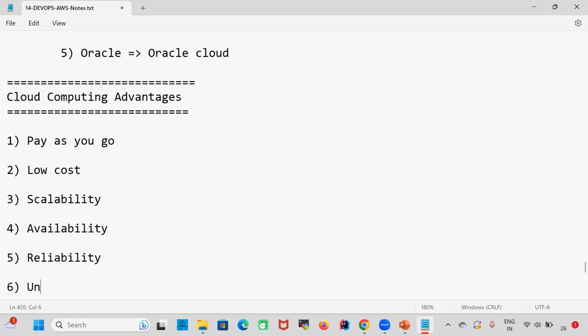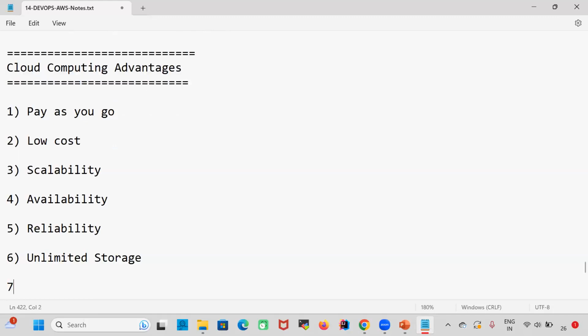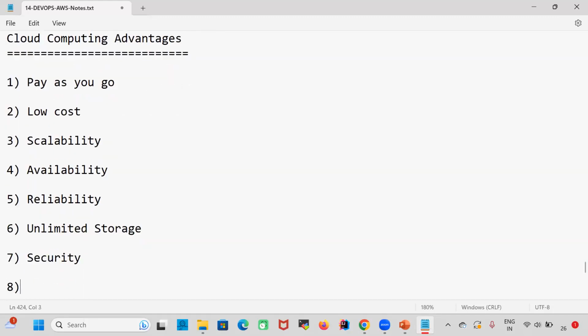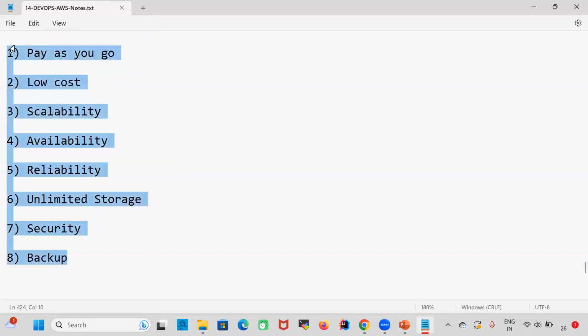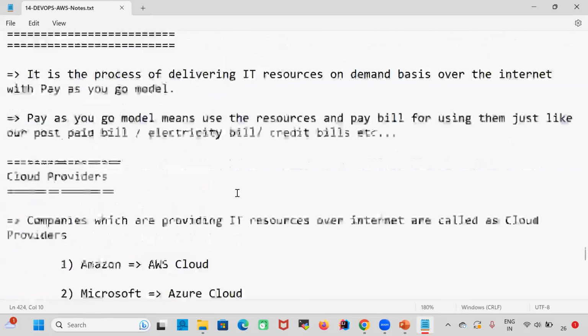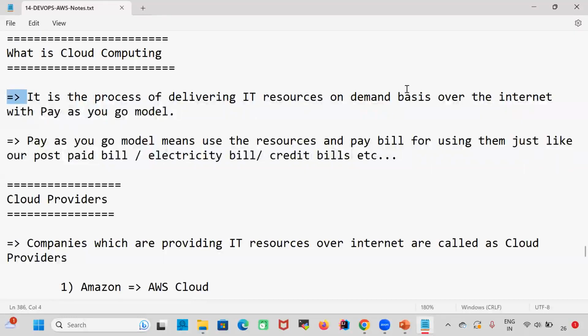And they will be providing unlimited storage. You can store any amount of data. They will be taking care of security. They will be taking care of backup. So disaster recovery is their headache. These are the benefits we have when we go for cloud computing. What is cloud computing? It is the process of delivering IT resources over the internet on demand, based on a pay as you go model.